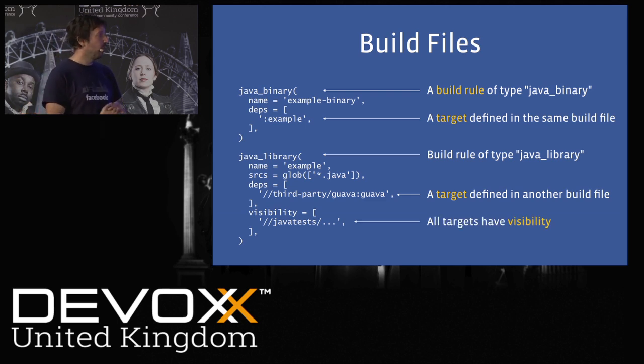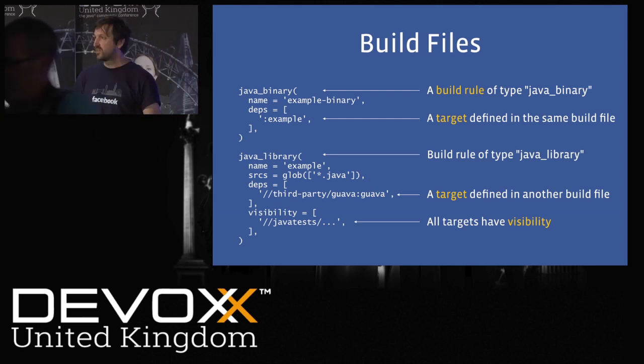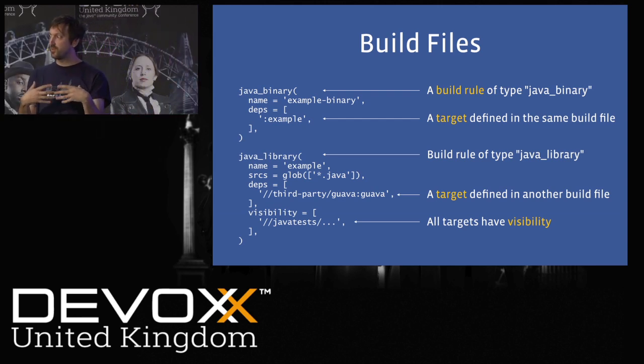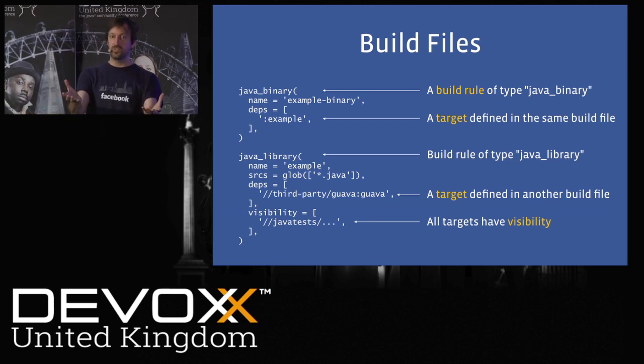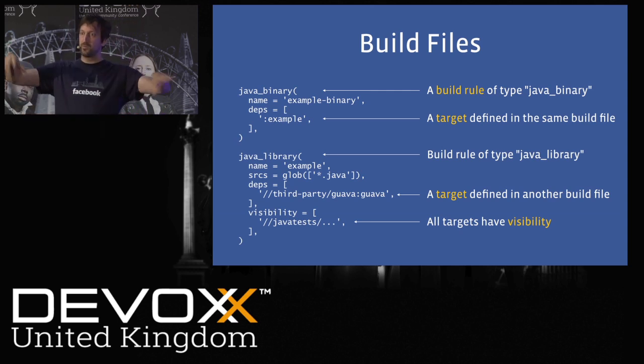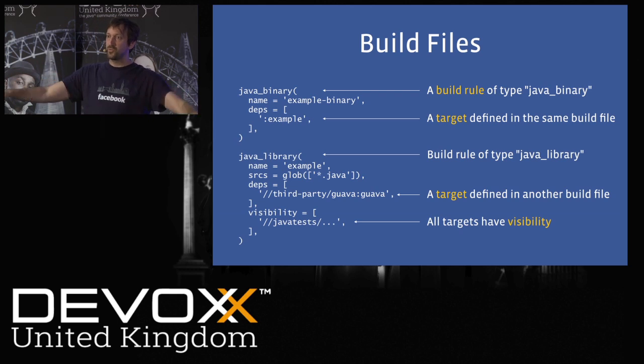And finally, all targets have visibility, right? This allows you to take a build and segment it in a way that allows your teams to keep control of the bits that are private to them and implementation specific, and only expose those APIs that they actually want people consuming. If you've got multiple different repos, if you have multiple different modules, this kind of thing is a bit easier to do.